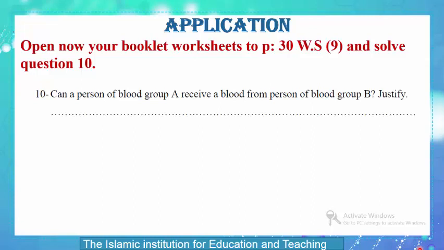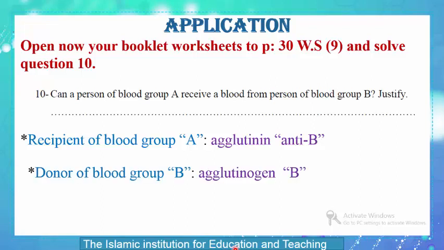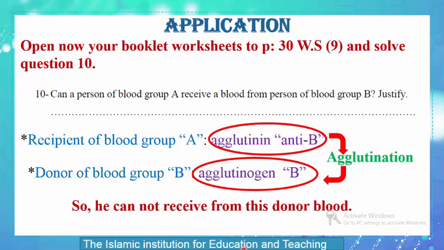So back to this question, the patient, meaning the recipient, is of blood group A, meaning in the plasma exists agglutinin B, and the donor is of blood group B, meaning agglutinogen B. Let us now look at agglutinin B and agglutinogen B. They are complementary to each other, causing them to bind together, and thus agglutination occurs. Since agglutination occurs, we simply say that this patient cannot receive a blood sample from this donor, where the blood is not compatible.